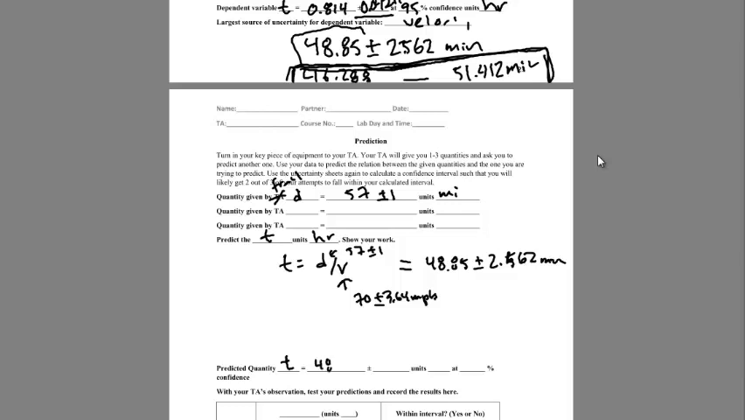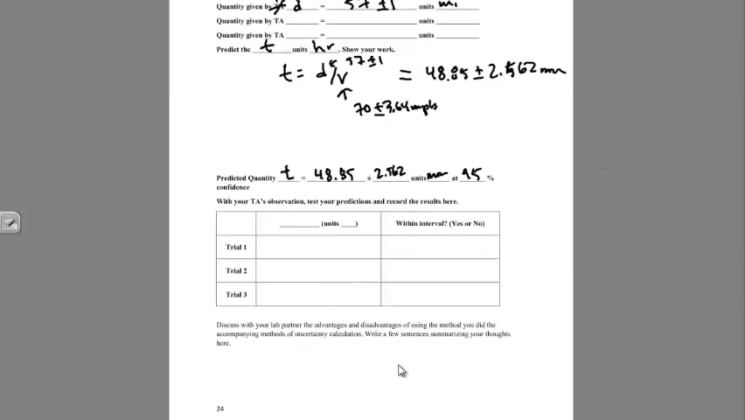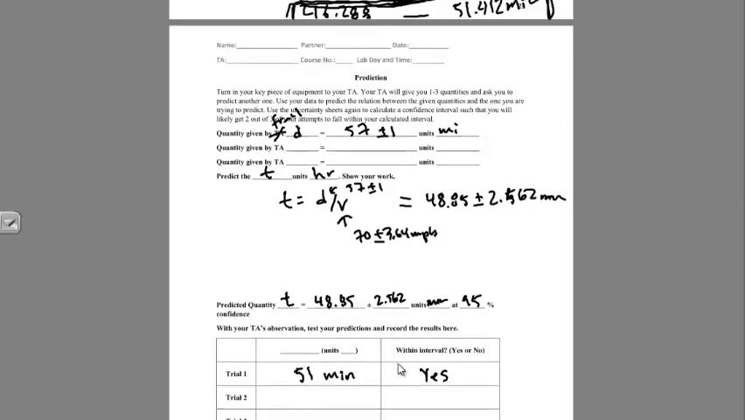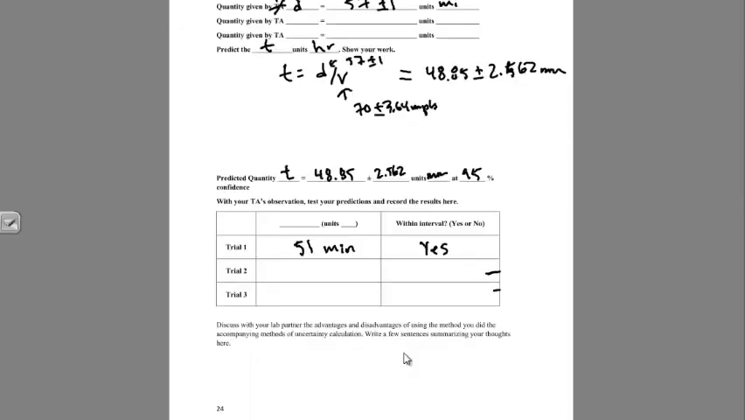So that's actually the quantity that you'd write down here. Time equals 48.85 plus or minus 2.562 minutes at 95% confidence. So on your road trip, you only got the one shot. Your trial showed that it was 51 minutes. And is this in the interval? Yes, barely. So you look at your friend knowing that you've won this, wanting to move on with your life.